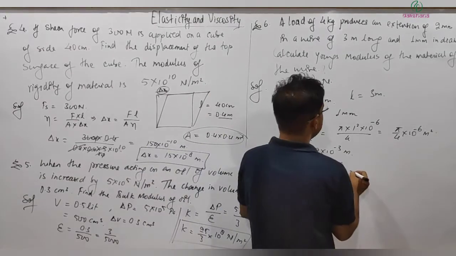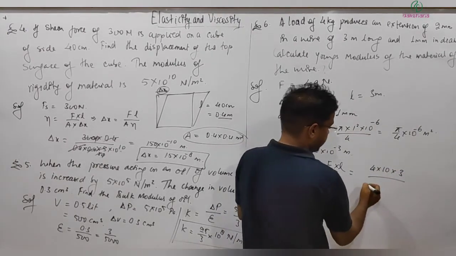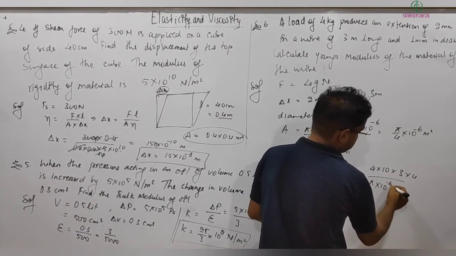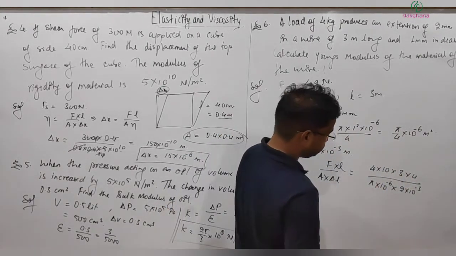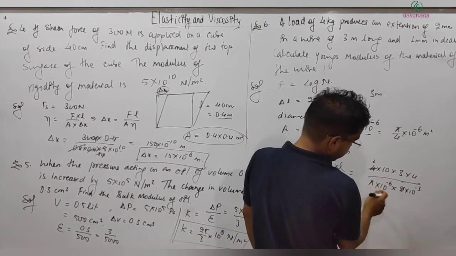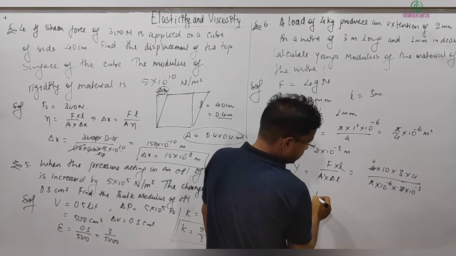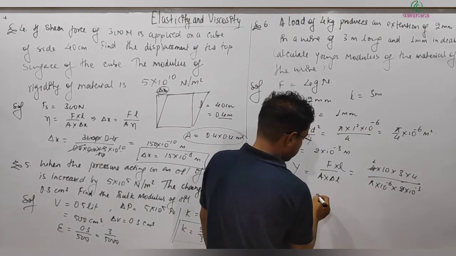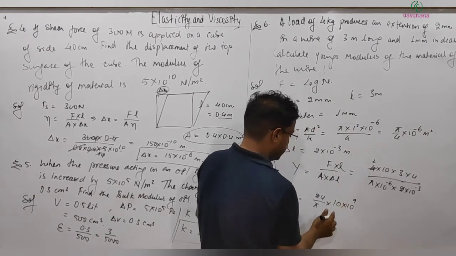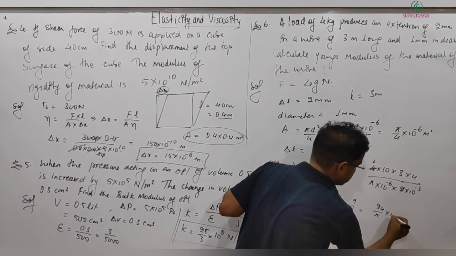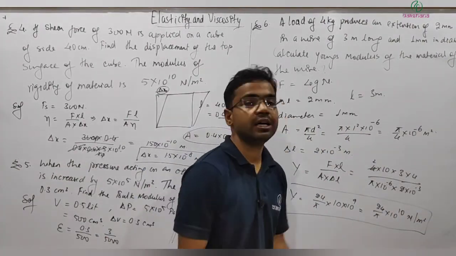Let's substitute everything here. So force is equal to 4 into G, that is 40, multiplied by L, which is given as 3 meter, divided by the area, pi by 4 into 10 to the power minus 6, and delta L, that is 2 into 10 to the power minus 3. Let's simplify it. So we are getting 12 into 2, 24 divided by pi multiplied by 10 raised to power 9, and combining this, I can write it as 24 by pi into 10 raised to power 10 Newton per meter square. This is also enough. You can simplify one more step also. So this is the Young's modulus of the wire.